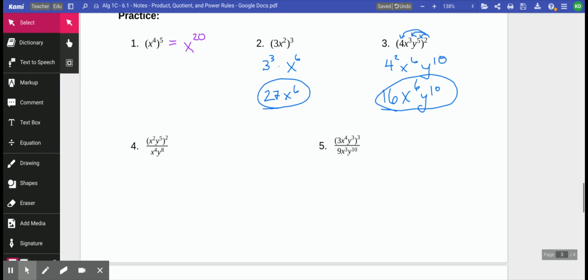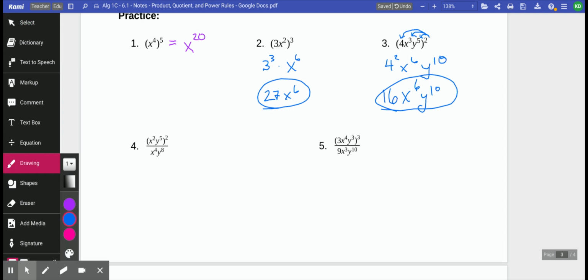Our last two examples are going to involve power rule as well as our quotient rule. I can tell that immediately because we have a fraction, right? So if we have x's on both sides of that fraction bar, we're going to have to use our quotient rule. But we have to use our power rule first because we have to do our exponents before we do division. That's part of PEMDAS.